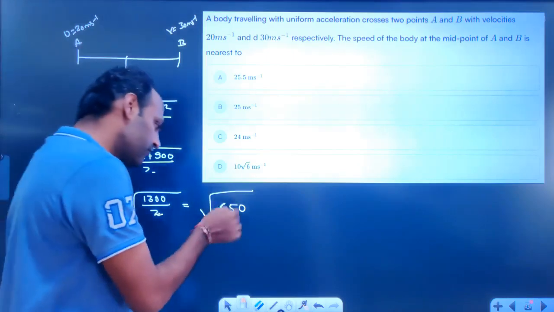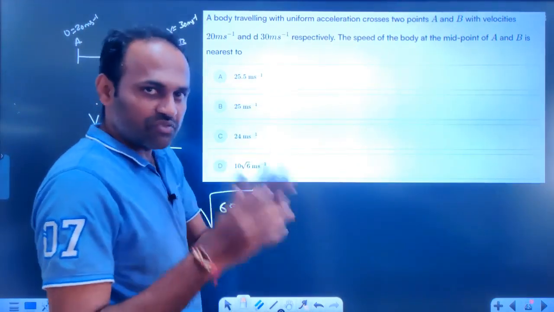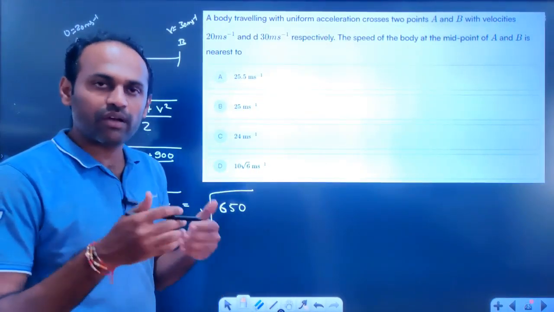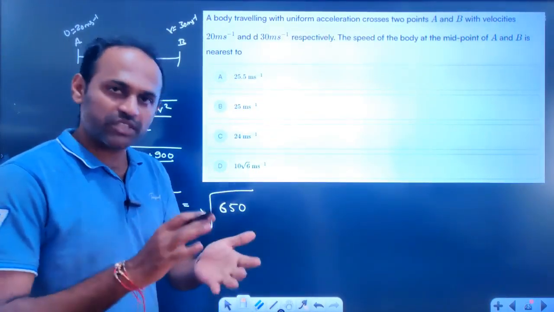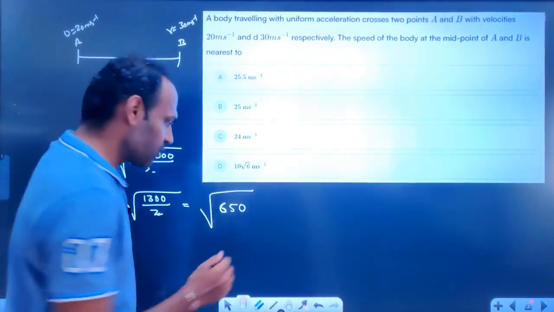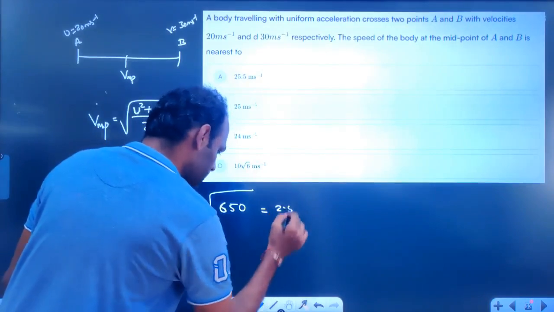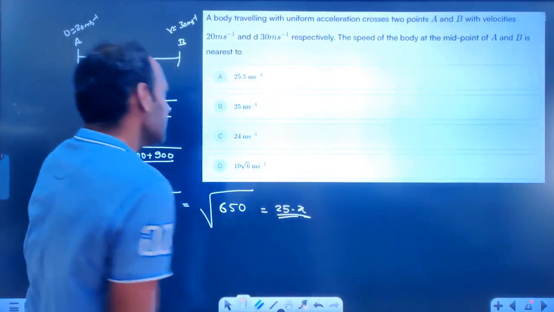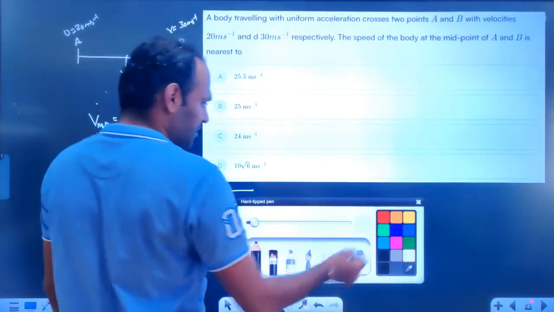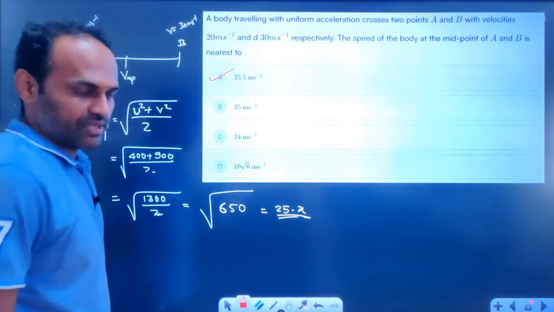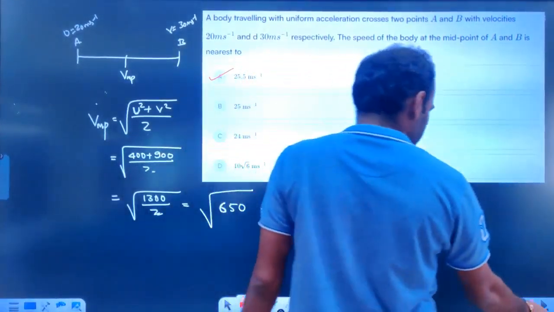See, 650 is the exact value under the root, but 625 is a perfect square number. The square root of 625 is 25. So 650 is more than 625, so the root must be more than 25. So we have to get 25 point something. There is only one option here, that is option A, 25.5 meter per second. Okay, let us go to the next question.